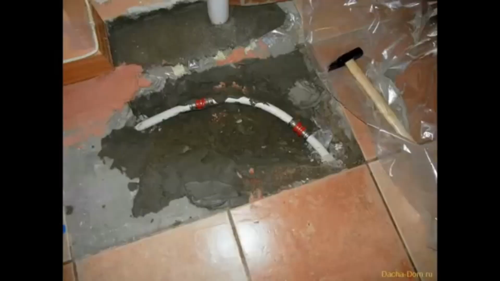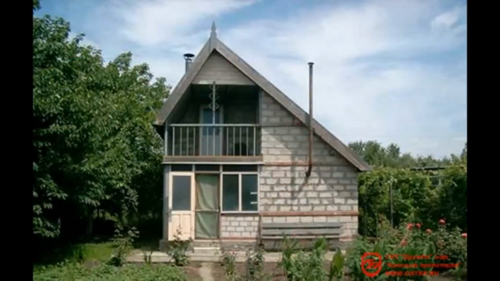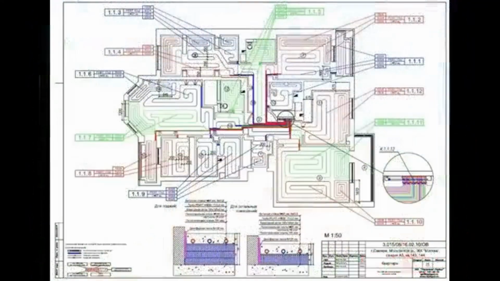The system must not be allowed to freeze. This warm floor is not recommended for use in cottages or in places where the heating system does not work continuously and can turn on and off in winter. If the system freezes, then the heating pipes will burst and the system will become unusable. Such a system requires preliminary calculations and design.